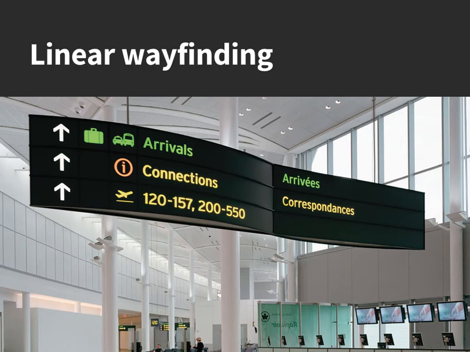Linear wayfinding is also used in airports. So here's another example of how, if you were looking for arrivals, you would just be following the arrows and the icons, whether you're looking for luggage or for taxis and public transit. I believe the arrivals signage are all in green versus departures and connections being in different colors. So it's just a way of classifying information and making it easier for people as they move step by step throughout the process.